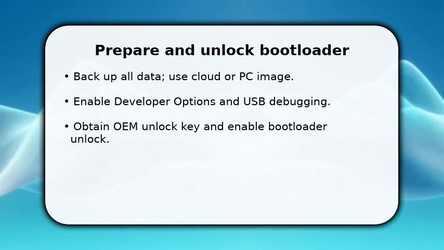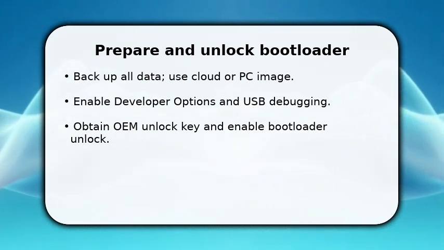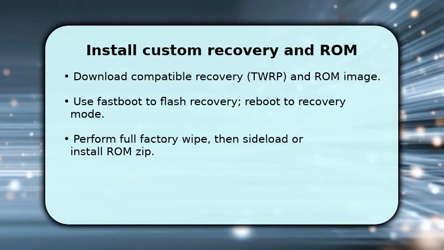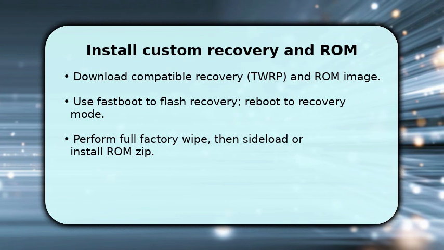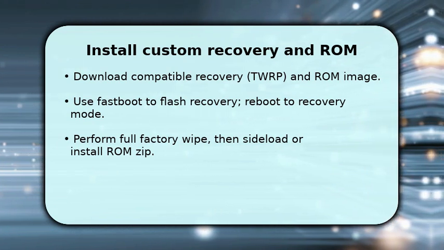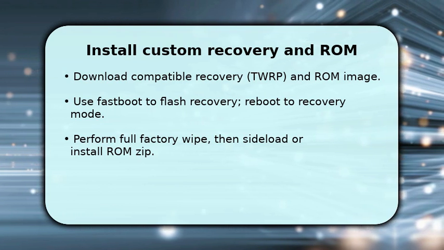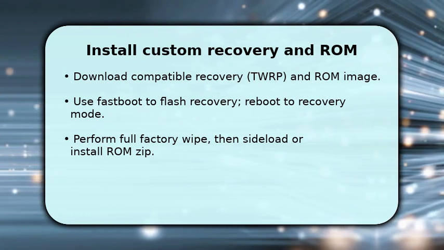Next, flash a custom recovery to manage installations. Use fastboot flash recovery with the correct TWRP image for your model, then boot directly into recovery to avoid stock overwrites. In recovery, verify the ROM package is compatible and stored on internal storage or sideload via ADB.